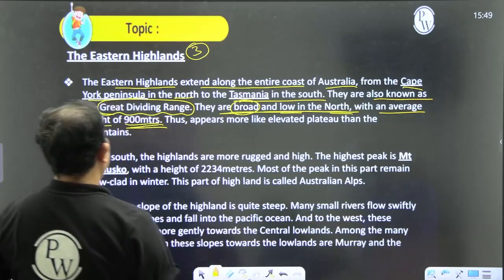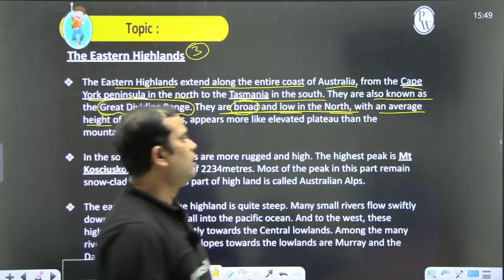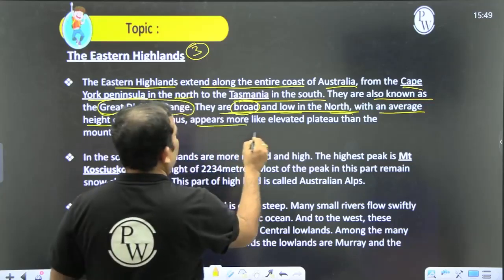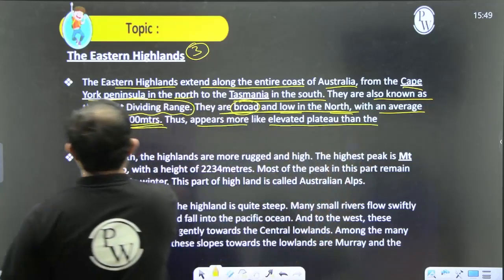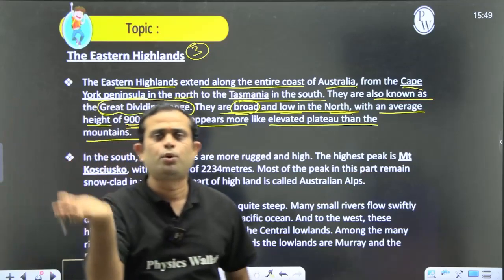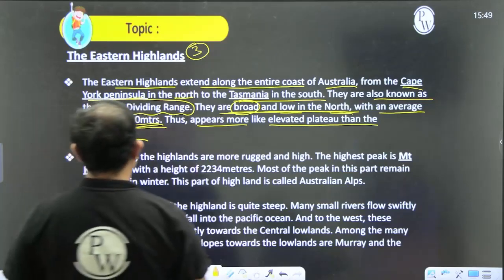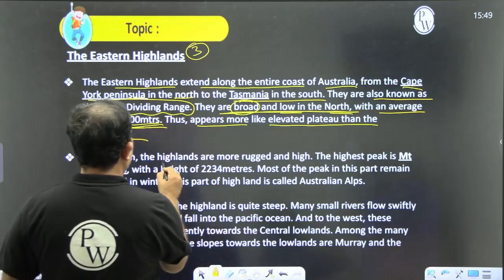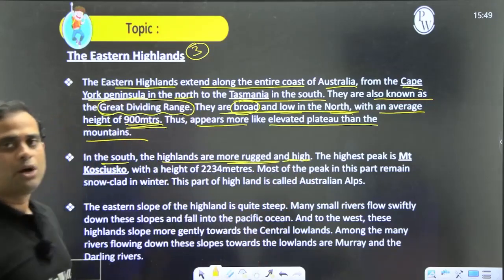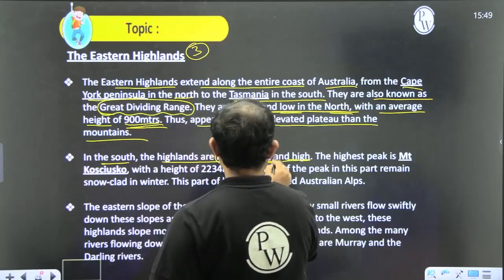Their average elevation, or average height, is about 900 meters. Thus it appears more like an elevated plateau than mountains. In the south, particularly, the highlands are more rugged and high.